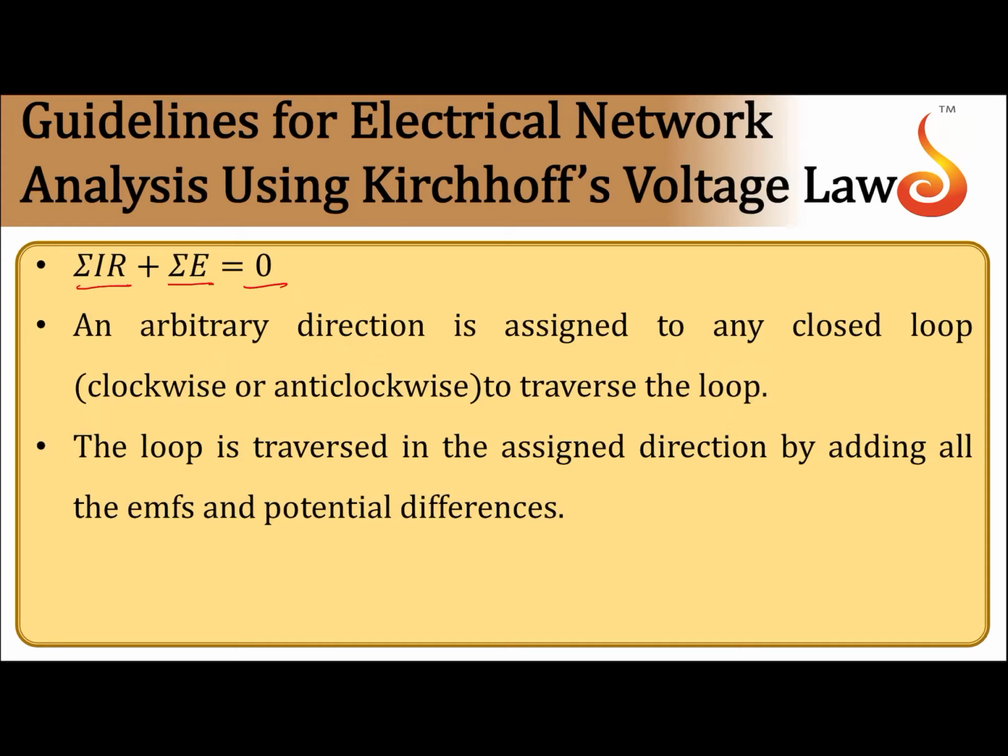In order to apply KVL to a loop, an arbitrary direction is assigned to traverse any closed loop, either clockwise or anti-clockwise. The user is free to choose any direction of traverse. Then the loop is traversed in the assigned direction by adding all the EMFs and potential differences. You have to algebraically add them.